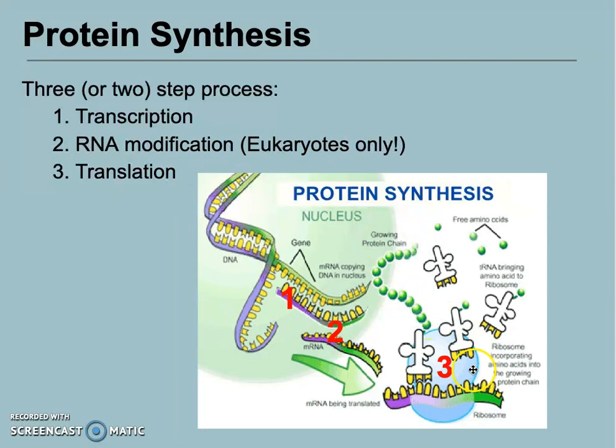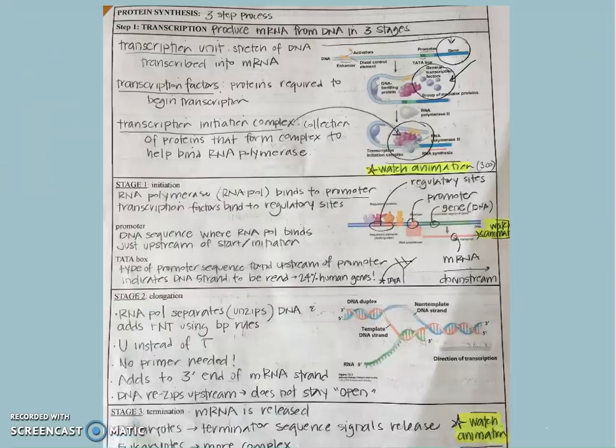And then in the third step, I'm going to talk about translation. That happens in the cytoplasm in both eukaryotes and prokaryotes, and it is the job of the ribosome. So we'll talk about that last. So let's start by talking about transcription.